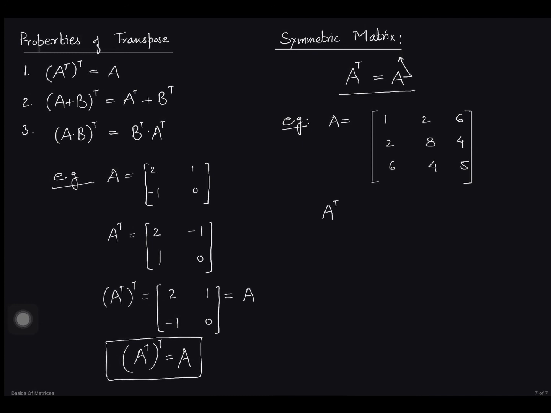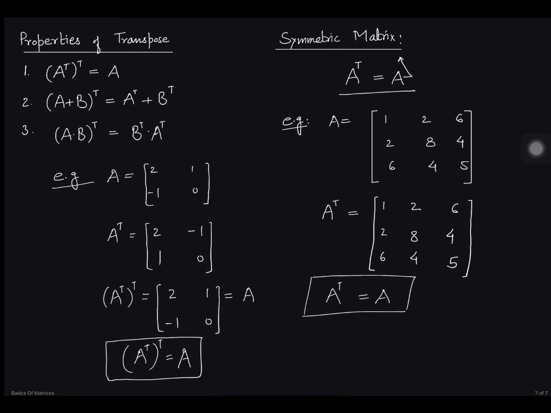Take its transpose. First row will become first column, second row will become second column, third row will become third column. So you see that this matrix is the same as this matrix, so the condition is satisfied. That means this matrix is a symmetric matrix.